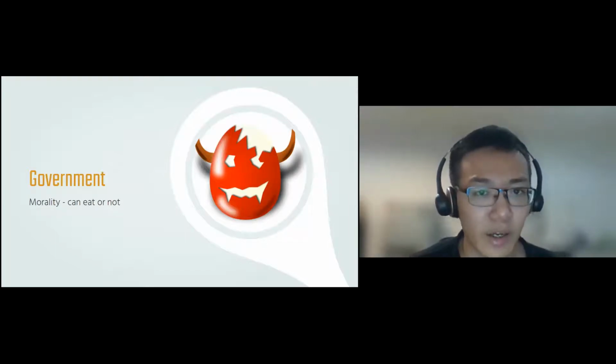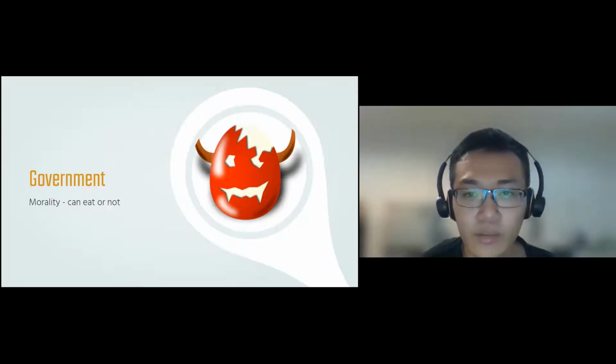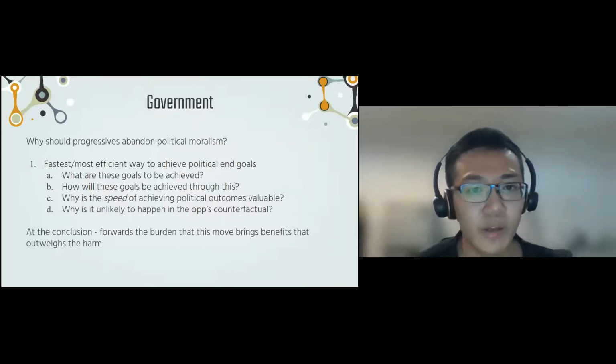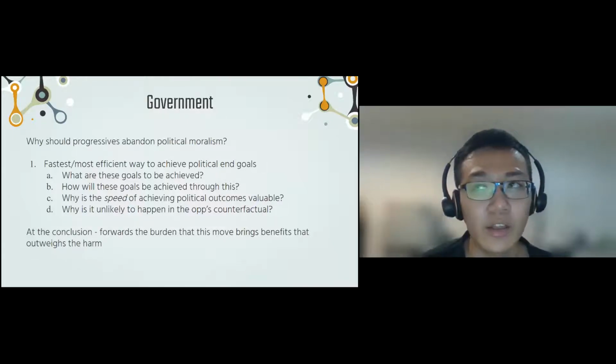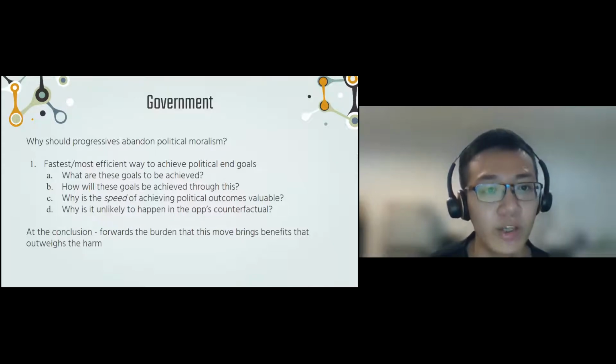So on the government side, it says don't want morality, not important. Why should progressives abandon political moralism? The first thing, or at least the clearest benefit or outcome that would run on Gov, is that doing so is the fastest or more efficient way to achieve the political end goals of the progressive movements.